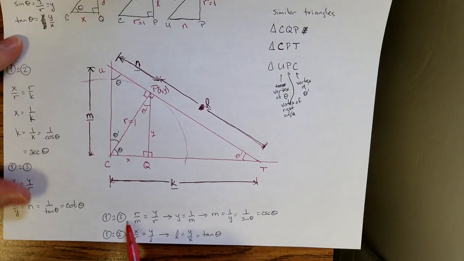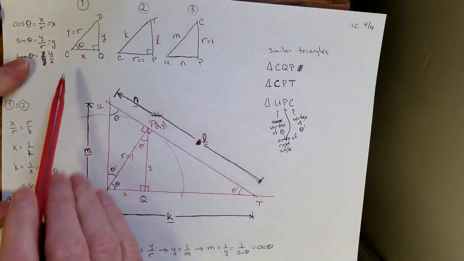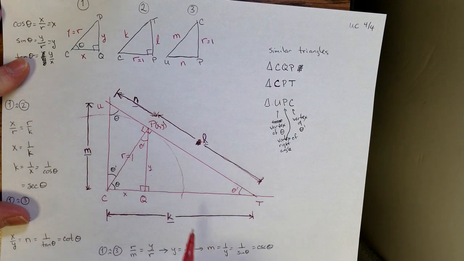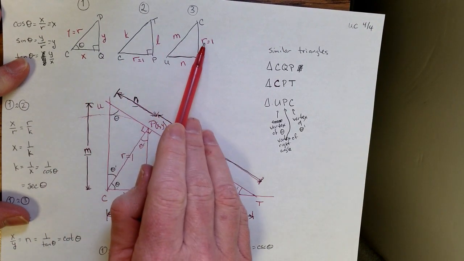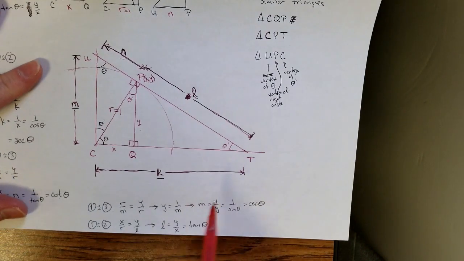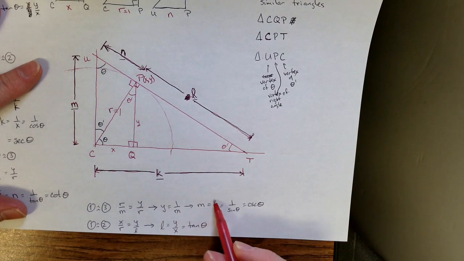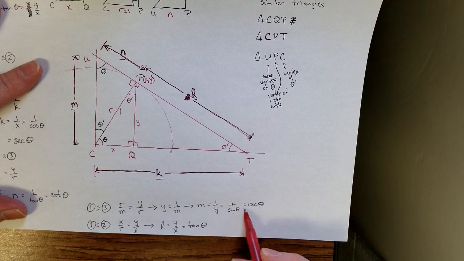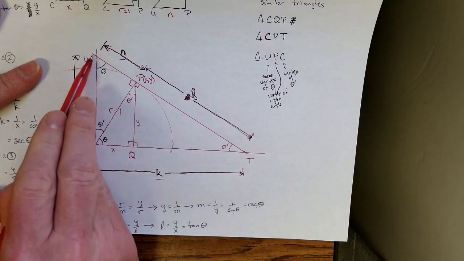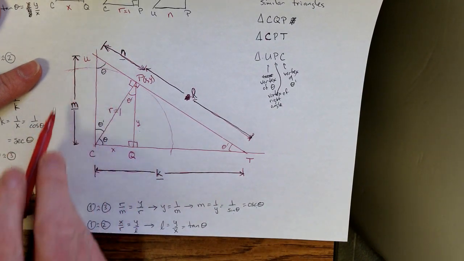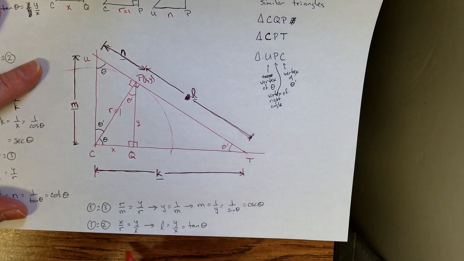Looking at triangles 1 and 3 again, we have r is to m, comparing hypotenuses, is equal to y over r. Working through that, we have y must be equal to 1 over m, or m is 1 over y, which is 1 over the sine of theta, which is the cosecant of theta. So the distance from here to here, where the tangent line hits the y-axis, is the cosecant of theta.